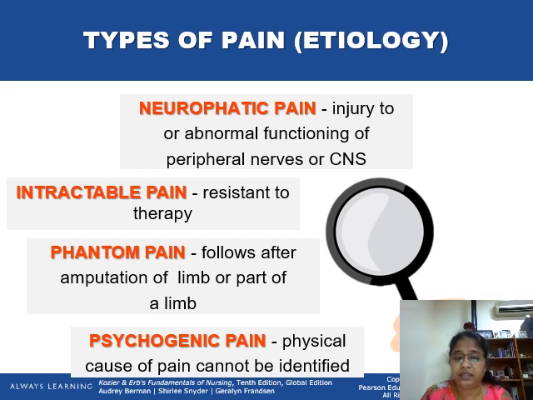Then psychogenic pain. There is no physical cause. You do ultrasound, you do everything and see the abdomen is fine. But the child is saying severe abdominal pain because he doesn't want to go to school. He wants to take leave. Okay, so there can be psychogenic pain also.